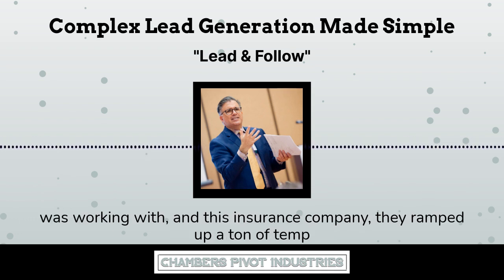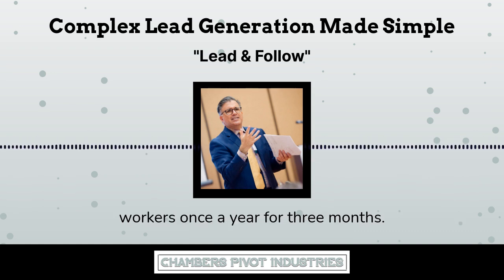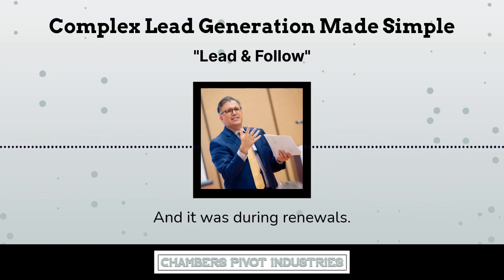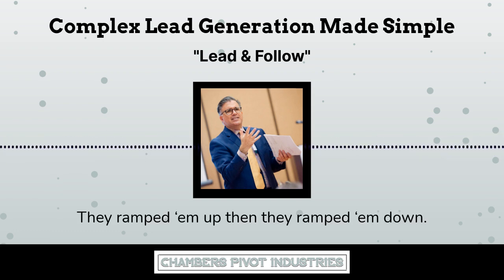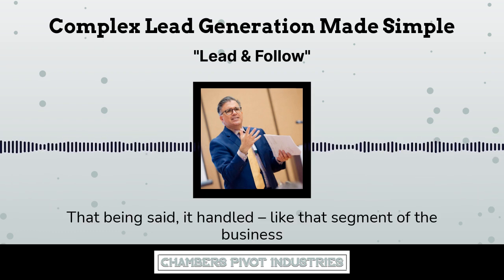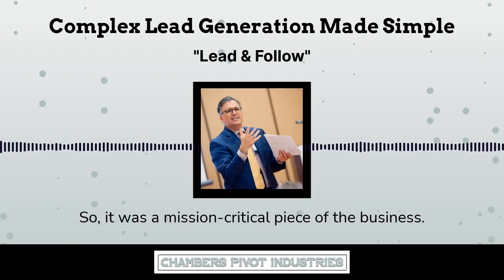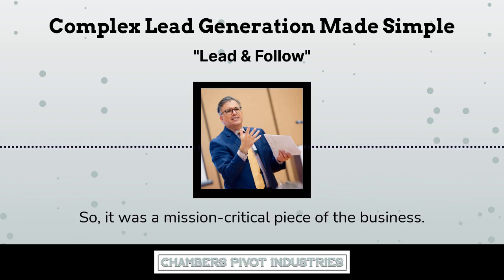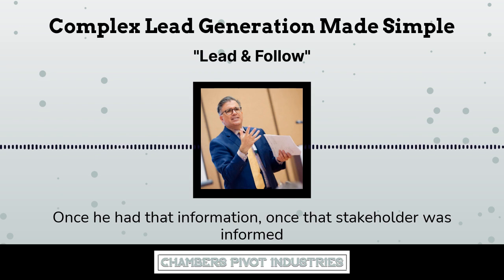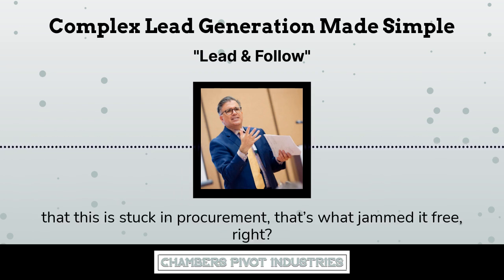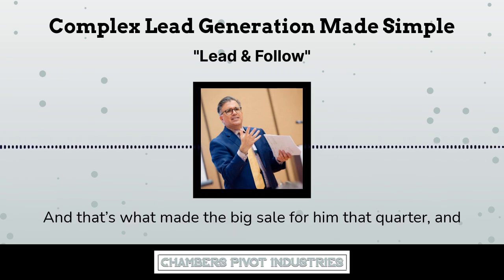And this insurance company ramped up a ton of temp workers once a year for 3 months. It was during renewals. They ramped them up, then they ramped them down. That being said, that segment of the business handled 75% of premium. So it was a mission critical piece of the business. Once he had that information, once that stakeholder was informed that this is stuck in procurement, that's what jammed it free, right? And that's what made the big sale for him that quarter.